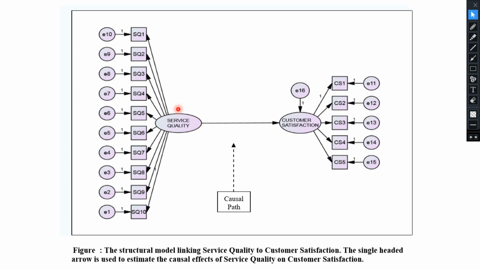But this is not what people tend to do. People generally do a CFA first and then do an SEM, and then they are still confused between CFA and SEM. Even when they do these two things separately and know that these are two different concepts, they end up getting confused about what CFA is and what SEM is.